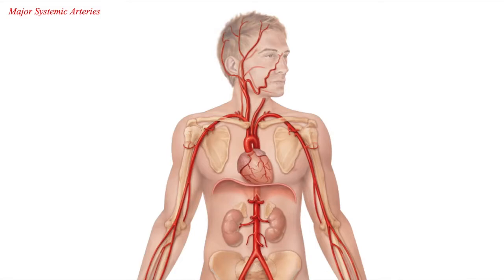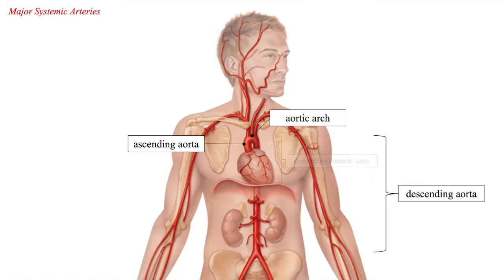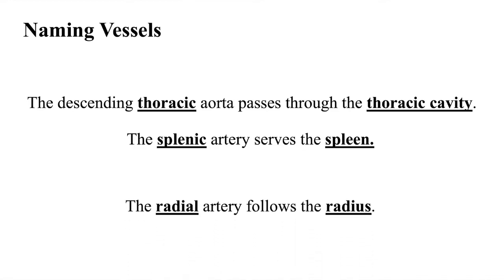The aorta has three main regions: the ascending aorta, aortic arch, and the descending aorta. The descending aorta is identified as the descending thoracic aorta throughout the thoracic cavity. After it penetrates the diaphragm and enters the abdominal cavity, it is identified as the descending abdominal aorta. You may have noticed a trend with naming vessels. In many cases, the name of the artery or vein reflects the body region it travels through, the organ served, or the bone followed.